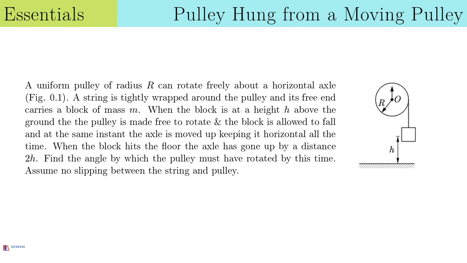When the block is at a height h above the ground, the pulley is made free to rotate and the block is allowed to fall. And at the same instant, the axle is moved up by keeping it horizontal at all times. When the block hits the floor, the axle has gone up by a distance of 2h. Find the angle by which the pulley must have rotated in this time. Assume no slipping between the string and the pulley.